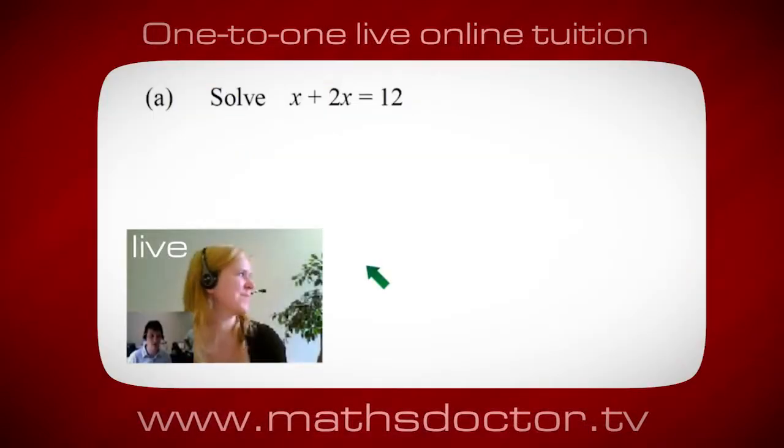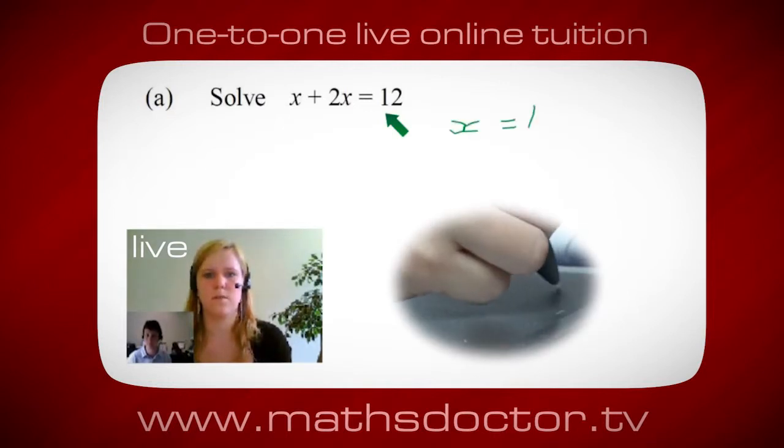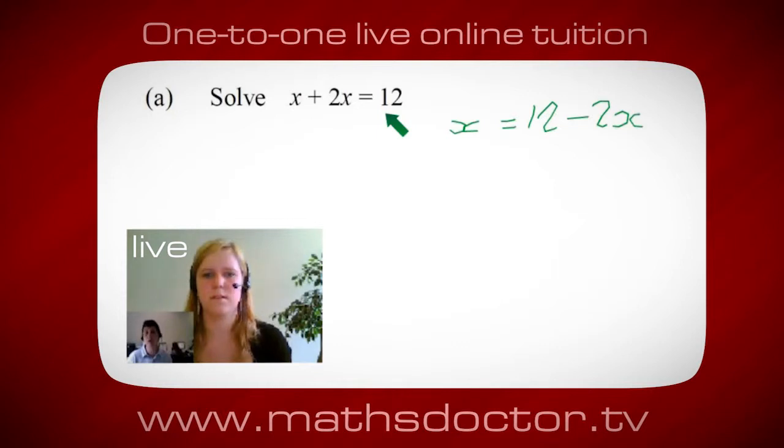Okay, Mary, so let's have a look at this one. Solve x plus 2x equals 12. So what do you think you do first? Okay, well, I want x on its own, so I would put x equals 12 minus 2x. Okay, so a lot of the time we want to get x by itself, but what we want to do first is get all of these x's together. So can you see anything we can do with this?